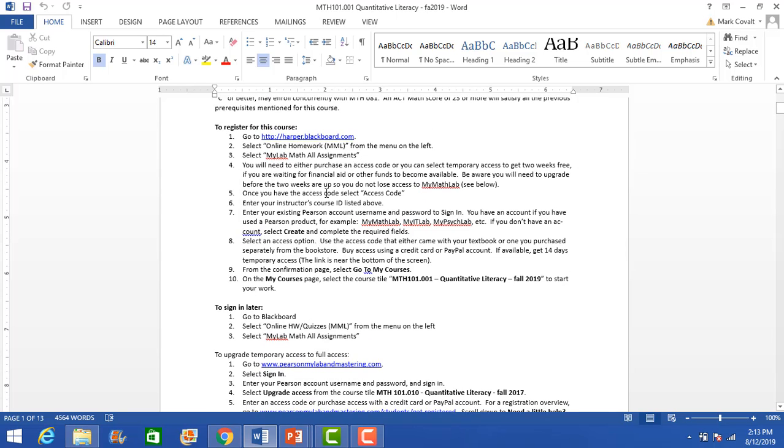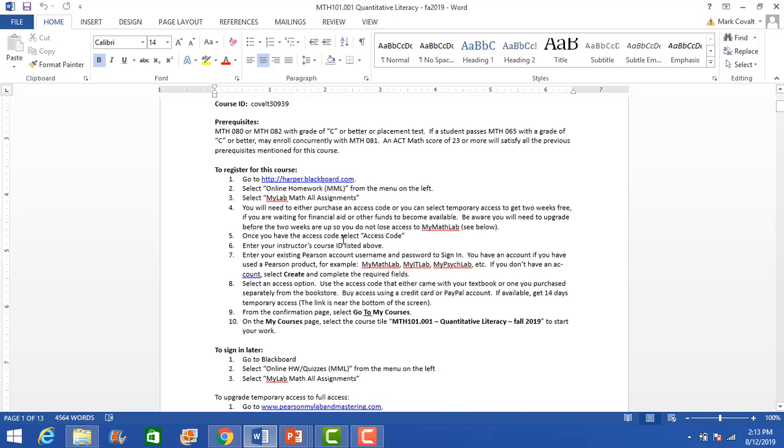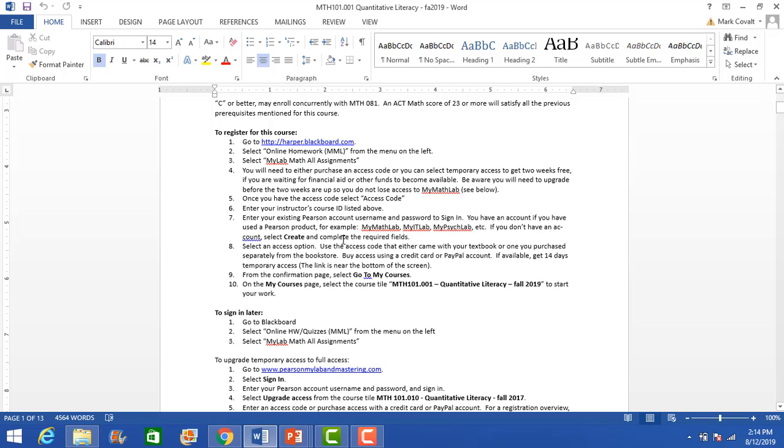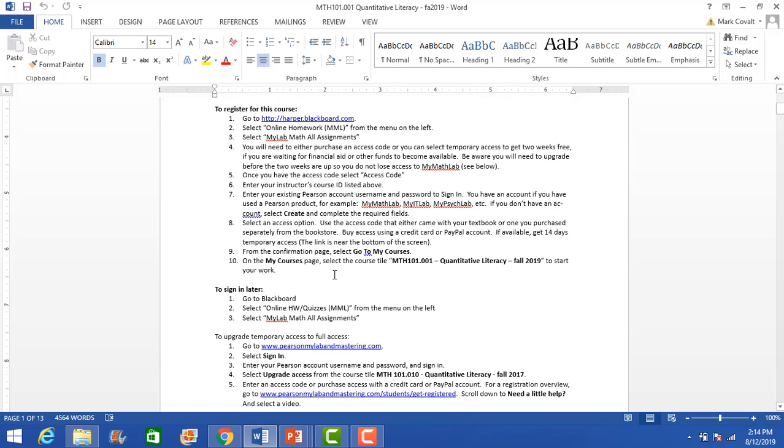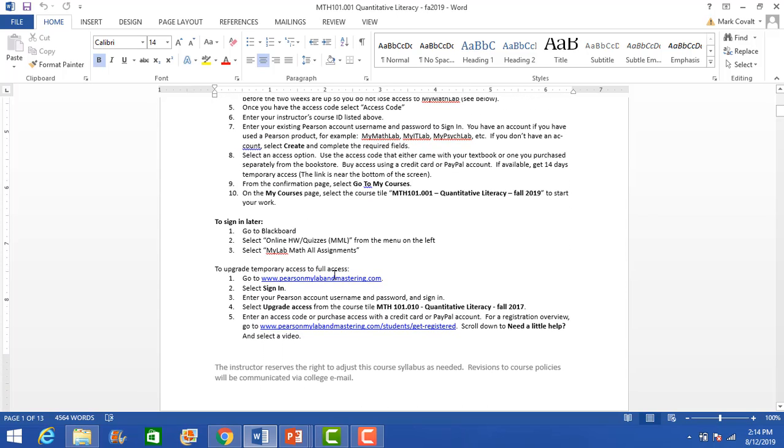And so this is some good information on how to get set up and started with My Math Lab. I've linked My Math Lab to Blackboard, so that's why I put this in here. That way, once you go through the process and log into Blackboard from that point forward, you will not have to log into My Math Lab anymore. It'll automatically log you in. You'll have to register and log in the first time, but after that, just log into Blackboard and then go to the homework, and I'll show you.